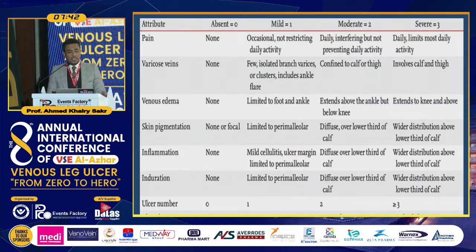This diagram illustrates the degree of severity according to clinical presentation, for example, the presence of varicose veins, ranging from absent, which is grade 0, or asymptomatic patients, grading from mild, moderate, or severe, from 0 up to grade 3. Few varicosities, isolated branch varices, or clusters include ankle flare or phlebectasia, and are confined only to the calf or thigh, and may also involve both the calf and thigh.